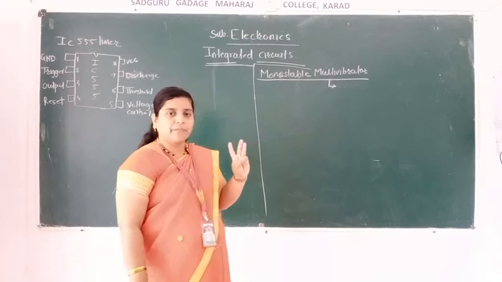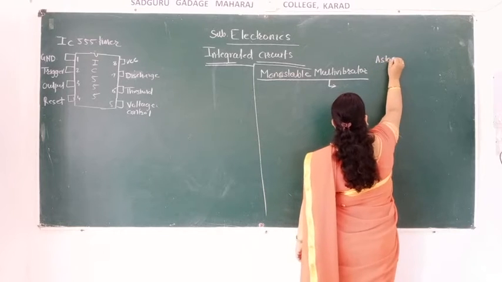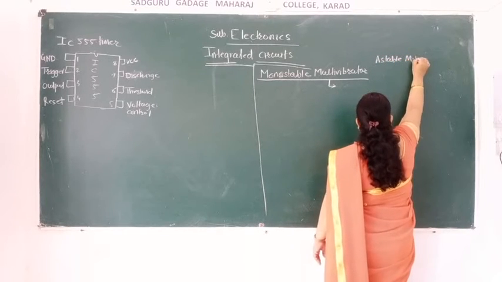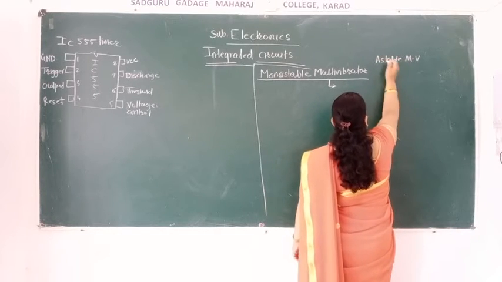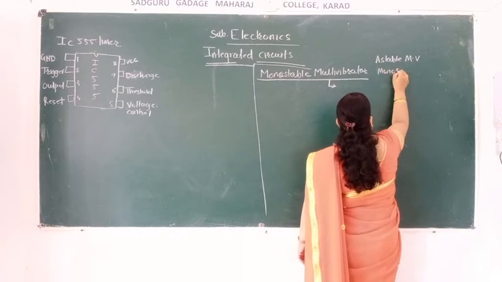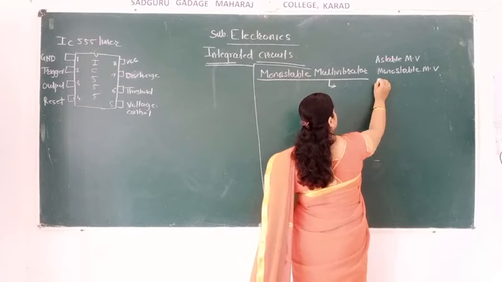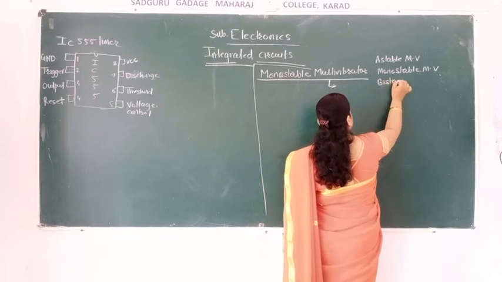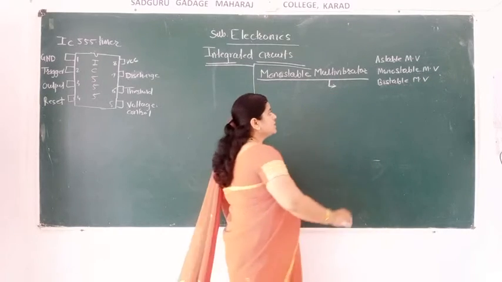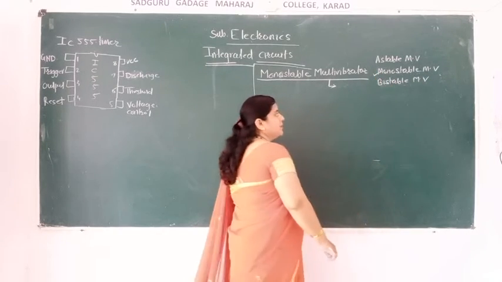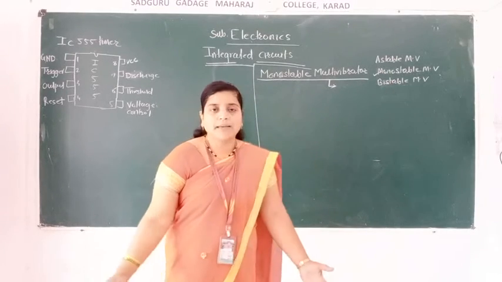There are 3 types of multivibrators basically. First is the astable multivibrator, second is the monostable multivibrator, and third is the bistable multivibrator. From that, first we have to see the monostable multivibrator. What does it say? What does mono mean, what does astable mean, and what is bistable?